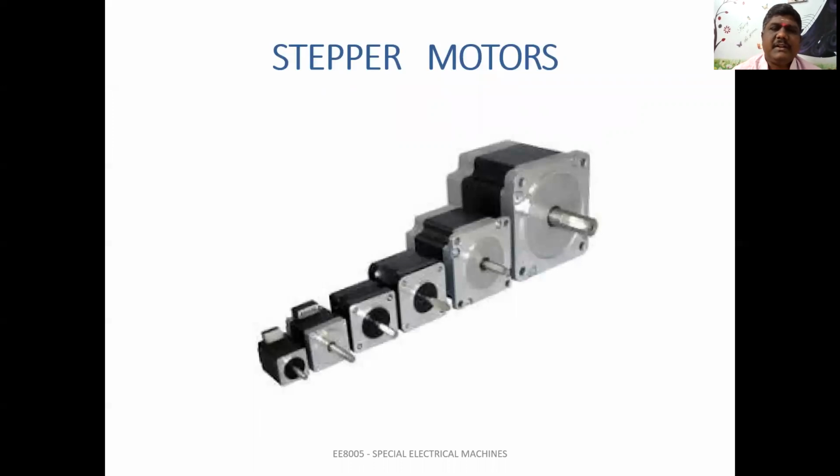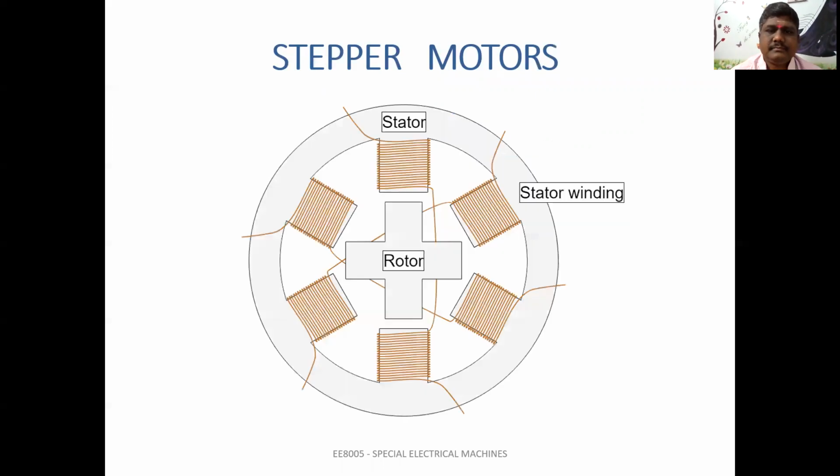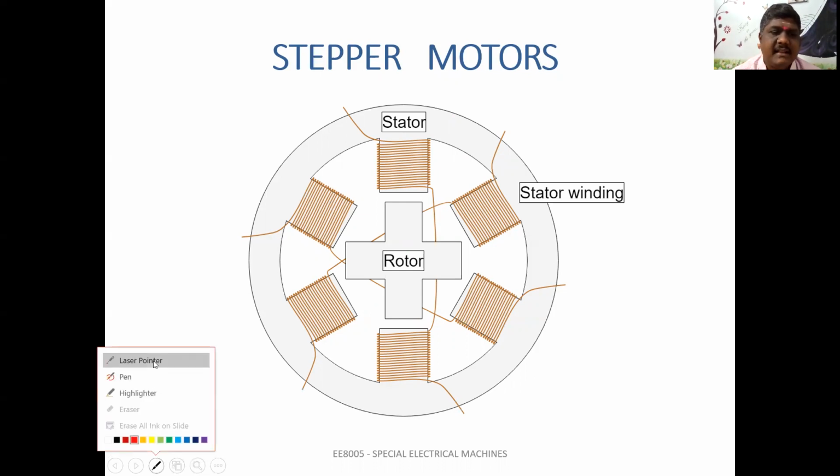Now these are different types of stepper motors for your view, because the size of a stepper motor varies, and based on the application we can use this kind of size. Now this is a stepper motor. We have the construction: normally we have a stator, which is made up of silicon steel stampings, with the winding present on it, and the rotor will be here.